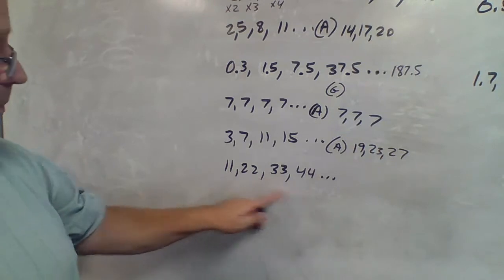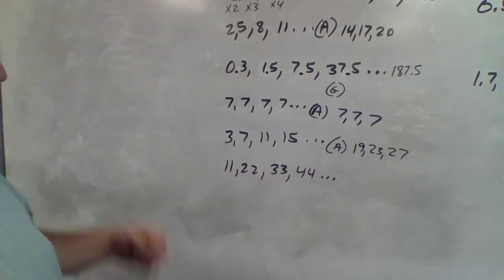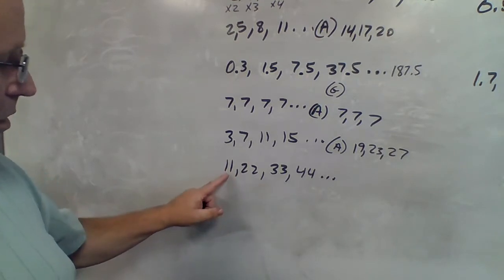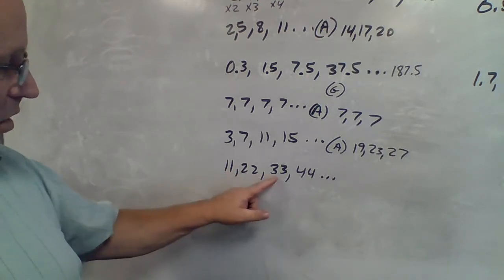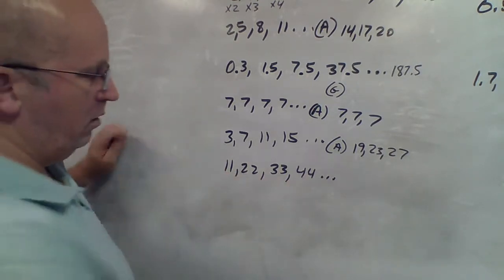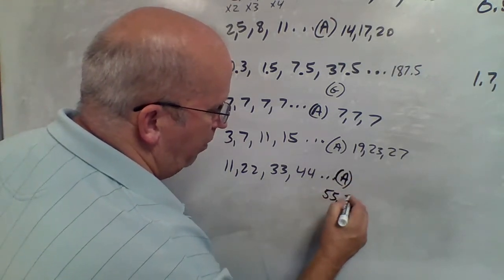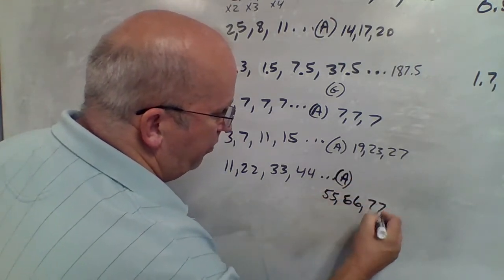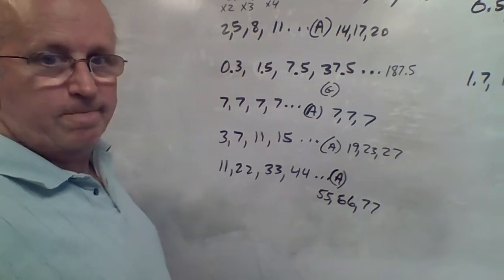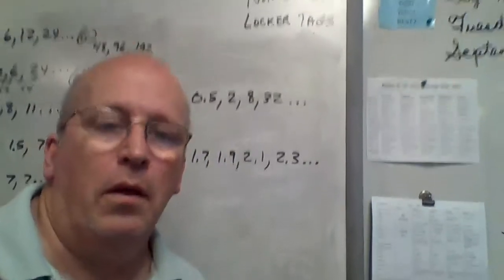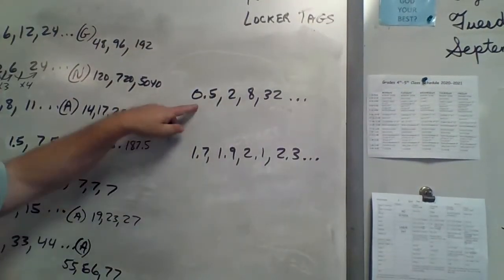How about this one? You see the pattern there? I think it's adding 11 each time. Plus 11, plus 11, plus 11. So adding 11 means arithmetic, and the next numbers in the pattern would be 55, 66, and 77. Two more to do, two more to look at. How about this one right here?